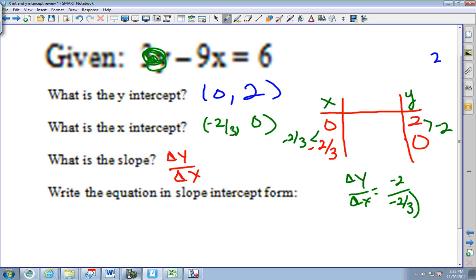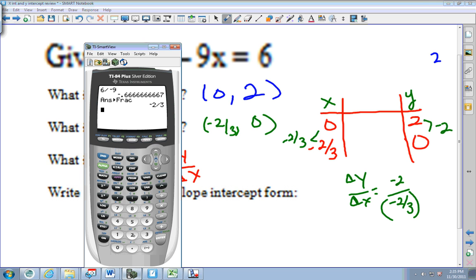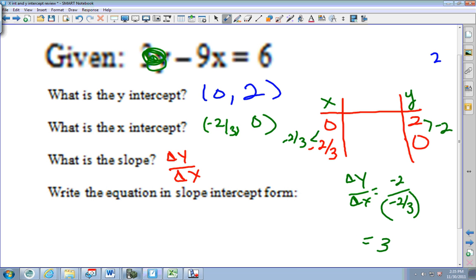You just put this in parentheses and it will give you your answer. So I'll go over here and put negative 2 divided by, parentheses, negative 2/3. Let's see, negative 2/3, and press enter, and it's 3. So all of this right here equals 3, so my slope is just a 3.